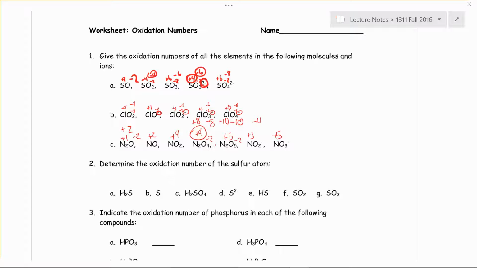Minus 2, right? Because hydrogen, what do we know about hydrogen? Positive 1, right? Plus 1. So that's plus 2 over here, so this is negative 2. What about a sulfur all by itself? It would be 0. Okay?